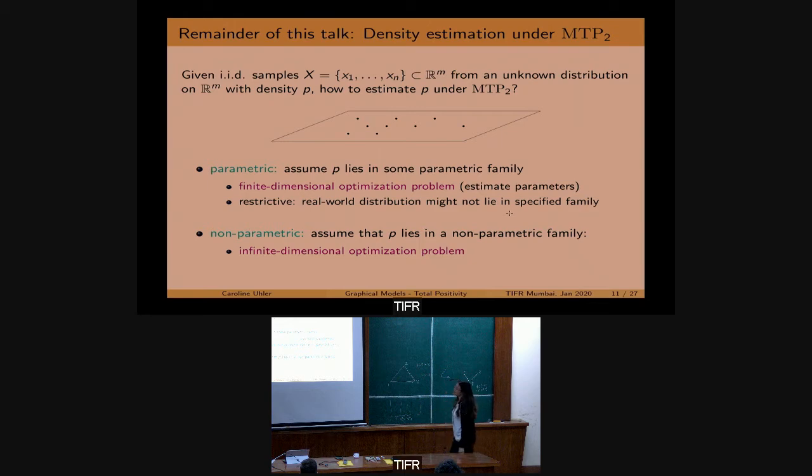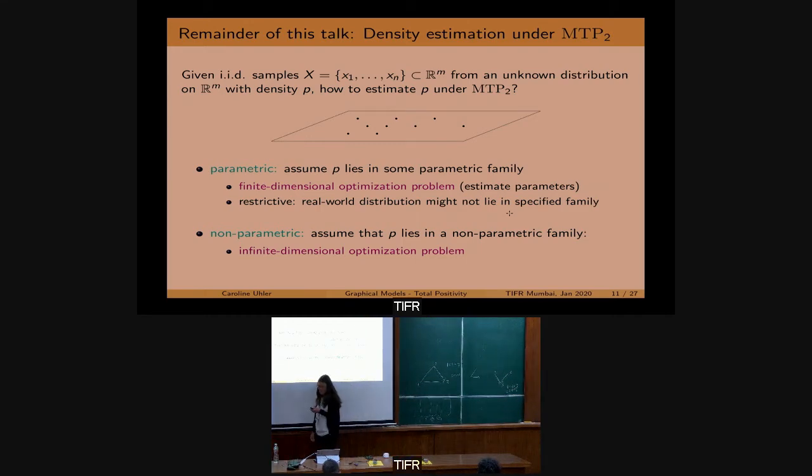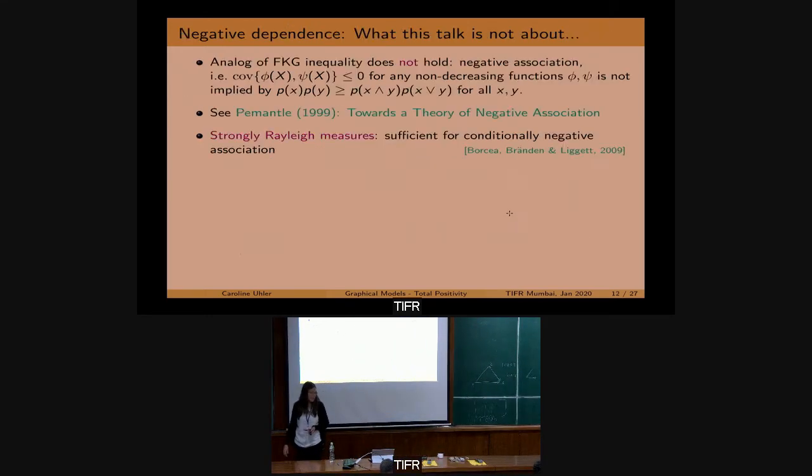Okay, so what do I want to do? I first want to tell you what MTP2 can get you when you want to do density estimation in the parametric setting. In particular, I'm looking at exponential families in the Gaussian setting. And then I'd like to look at what MTP2 can maybe get you when you want to do non-parametric density estimation, because it's a shape constraint after all. So maybe it could be an interesting shape constraint. Okay, so let's first look at the parametric setting, and so let's first look at exponential families.